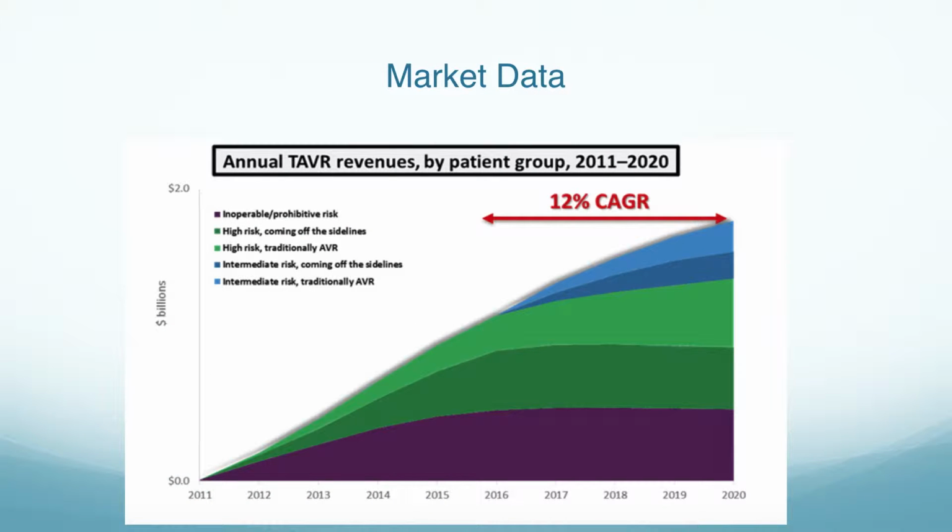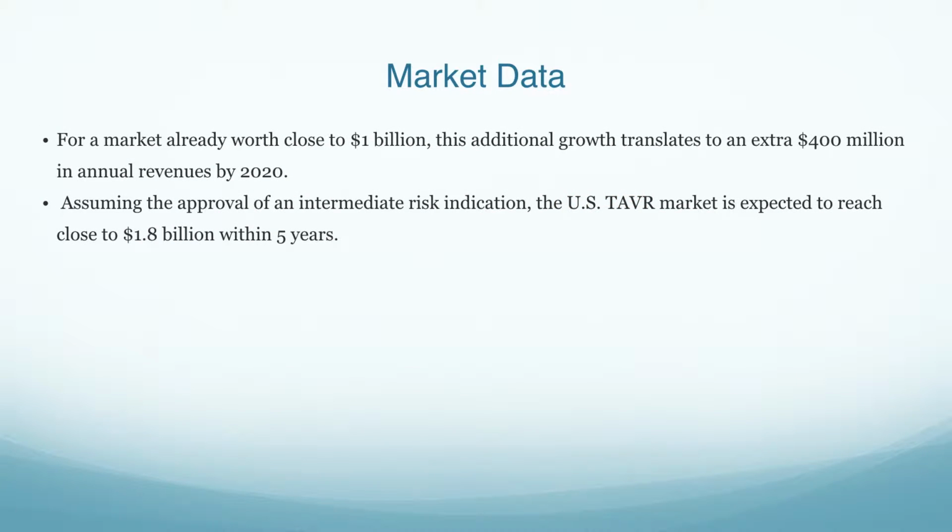And here's some market data for annual TAVR revenues by patient group 2011 to 2020. So for a market already worth close to $1 billion, this additional growth translates to an extra $400 million in annual revenues by 2020. Assuming the approval of an intermediate risk indication, the US TAVR market is expected to reach close to $1.8 billion within 5 years.